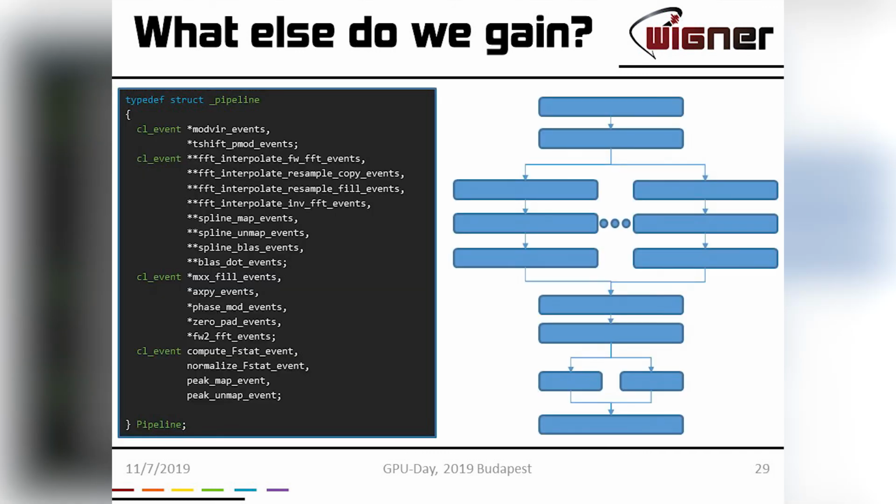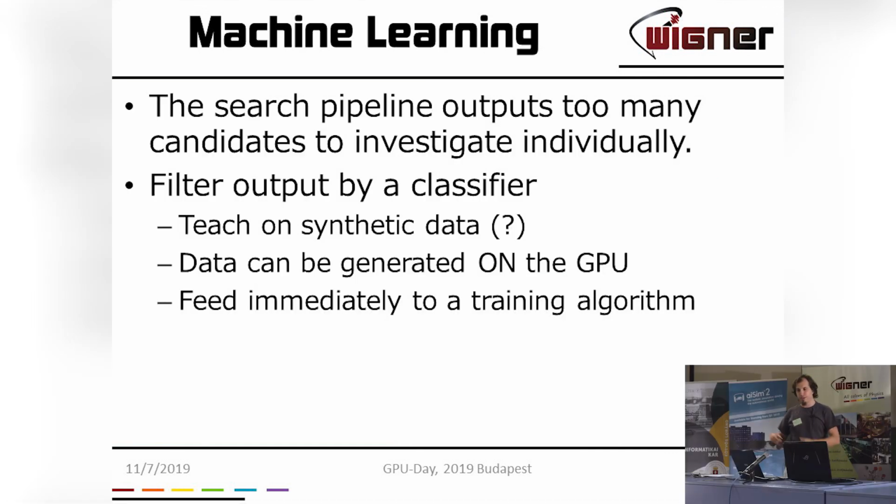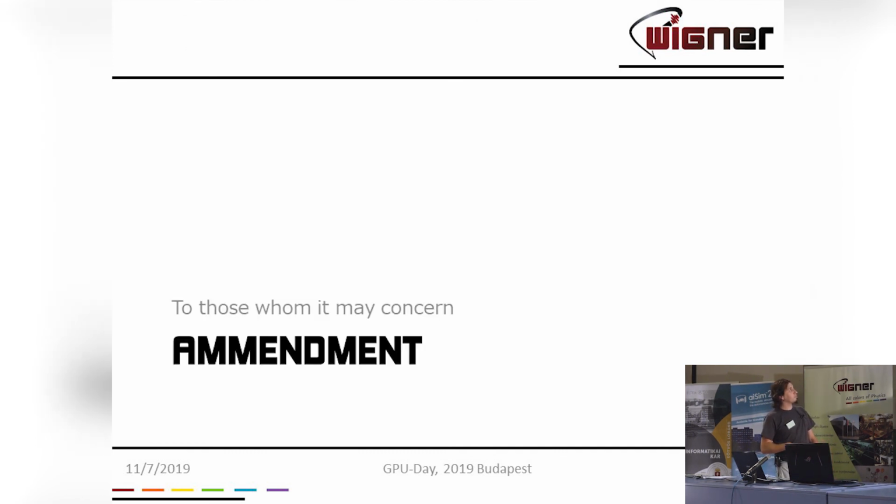What else do we gain? This entire monstrosity of building the events and building the dependency graph all goes away when we're using SYCL, because SYCL takes care of this for us, building the dependency graph depending on buffer usage. And we want to add machine learning to it so we can filter the false positives of the algorithm.